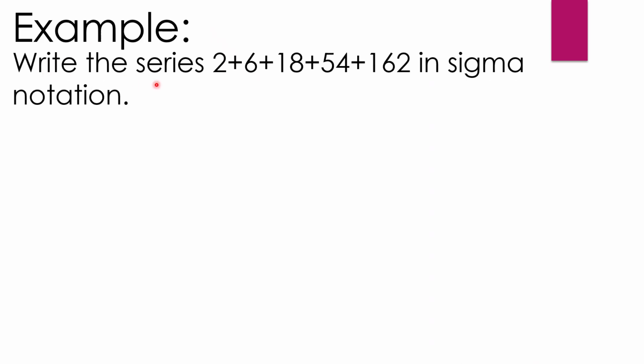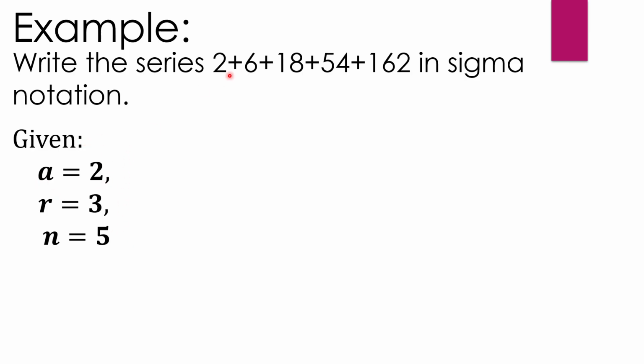So, example for writing sigma notation. Example number 1: write the series 2 plus 6 plus 18 plus 54 plus 162 in sigma notation. Again, we're just going to write first. We're not going to do anything but just write the series in sigma notation. So first, we're going to list down, of course, the givens.